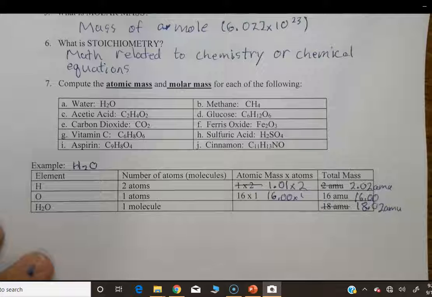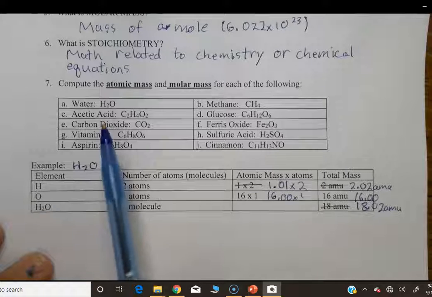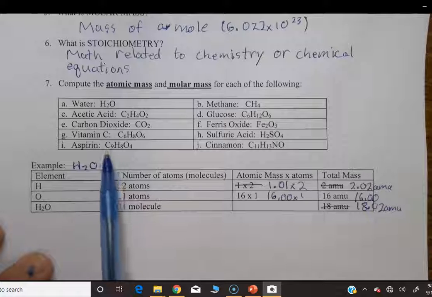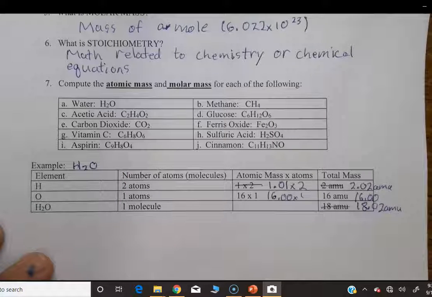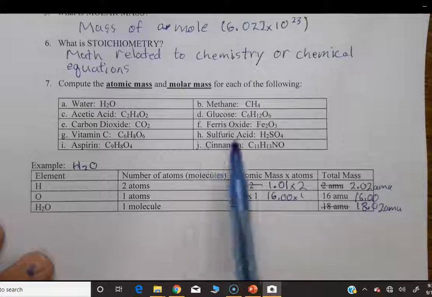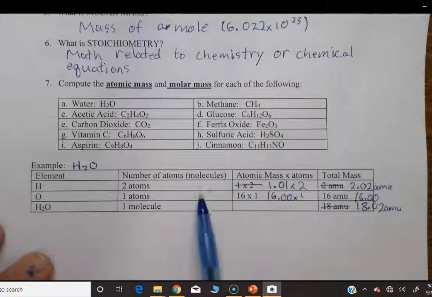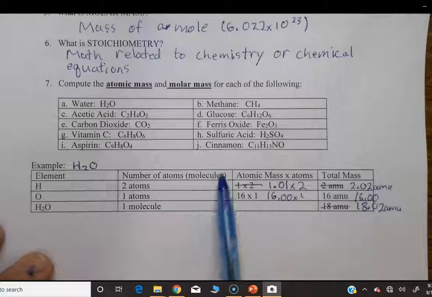Okay, so I'm giving you several to do, and these are the ones up above. We've already done water, so do the rest. Acetic acid is vinegar. Carbon dioxide is what you exhale. There you see vitamin C, a vitamin you're familiar with, and aspirin. You notice how they both have carbons, hydrogens, and oxygens in them. Methane is natural gas. That's the kind of gas that comes out of our gas fixtures back here in the room. And then you've got glucose. We did that one as an example in class.